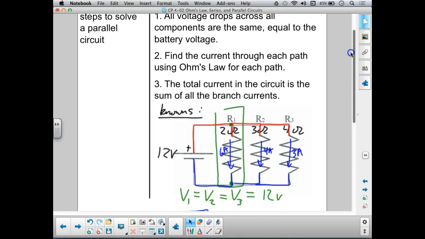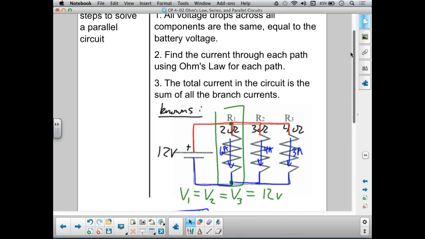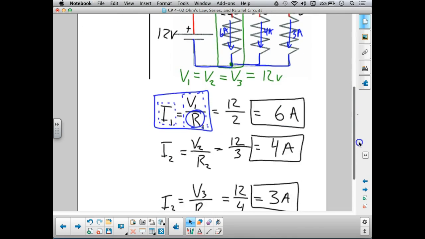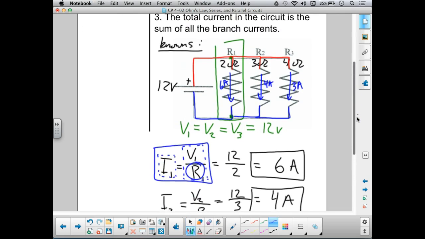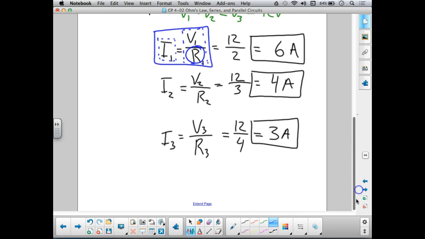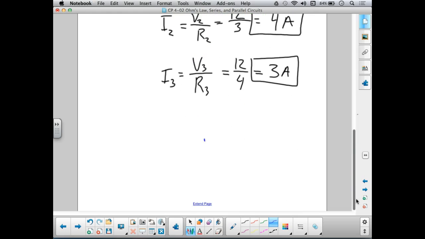My last step, step number 3, is to find the total current in the circuit. And we're told that it's the sum of all the branch currents. This makes sense too. Current is just flow of electrons. So if I have 6 amps of charge per second going through here, 4 amps going through here, and 3 going through this pathway, where did they all come from? They all came from the battery. There's some total current coming out of the battery that's equal to the sum of all the different branch currents. So I should be able to add that up pretty straightforwardly.